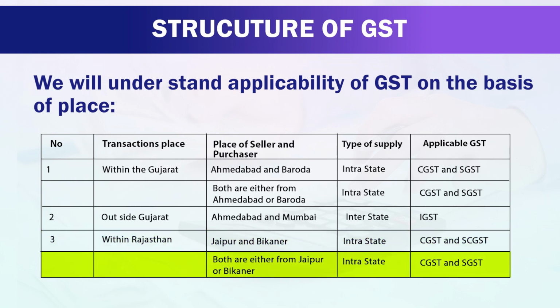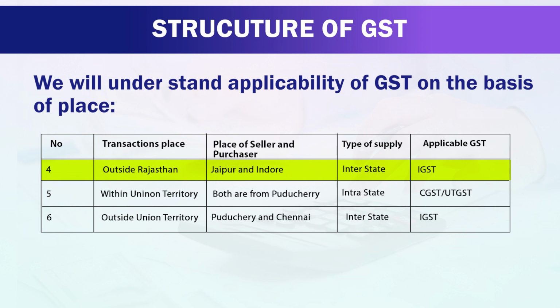In another case, both are either from Jaipur or Bikaner. This is also intrastate, CGST and SGST are applicable. Fourth is given to us outside Rajasthan, Jaipur and Indore. Jaipur is in Rajasthan, Indore is in Madhya Pradesh, so it is interstate, so IGST is to be applied.